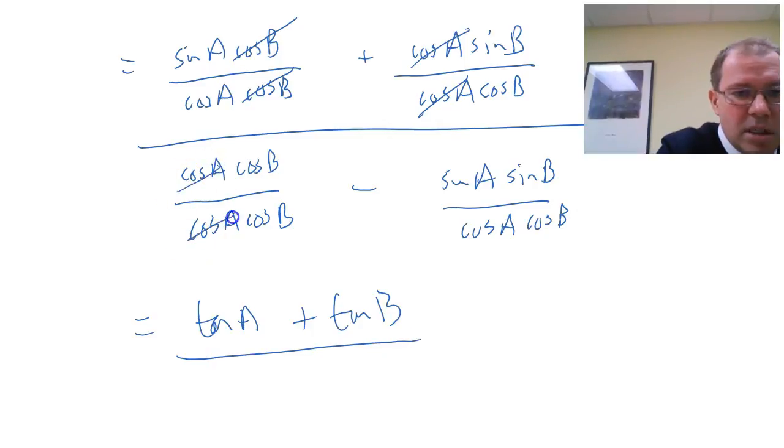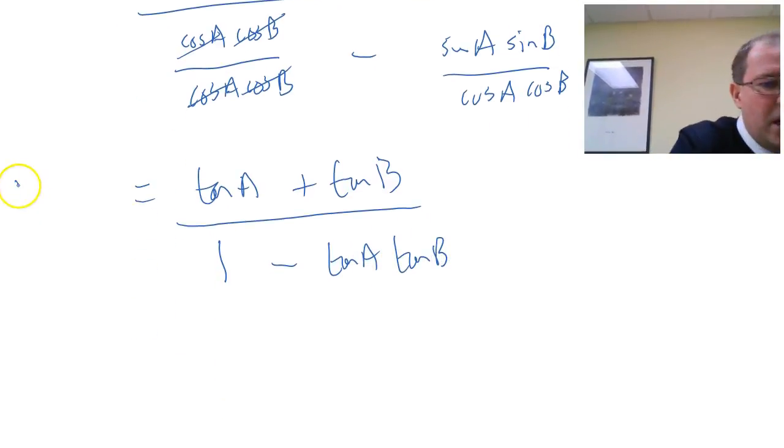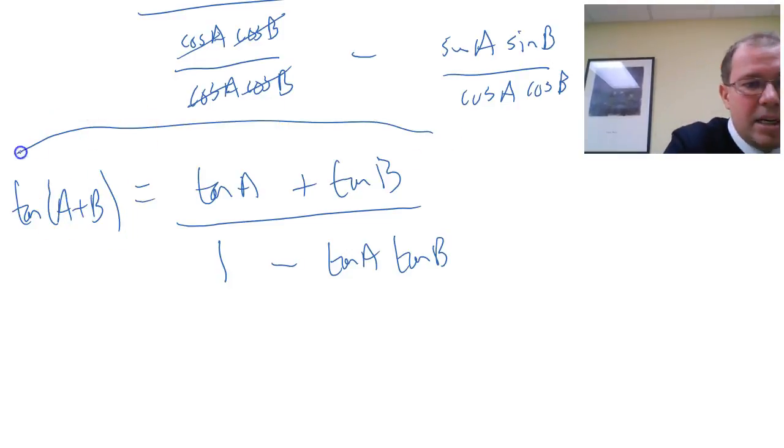Cos a over cos a is 1. Cos b over cos b is 1. That clearly is a 1. Sin a over cos a here is a tan a. And sin b over cos b is a tan b. And we've created our formula for tan(a + b). Wasn't that nice? So there it is.